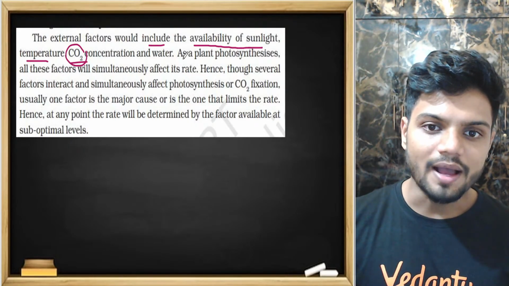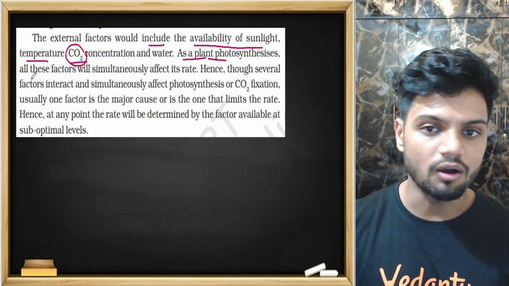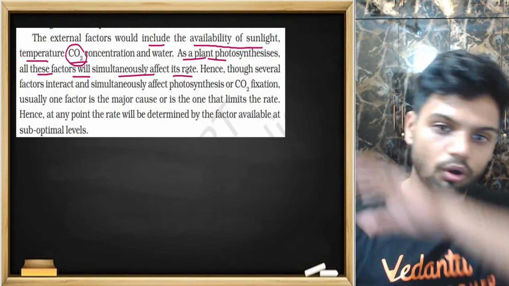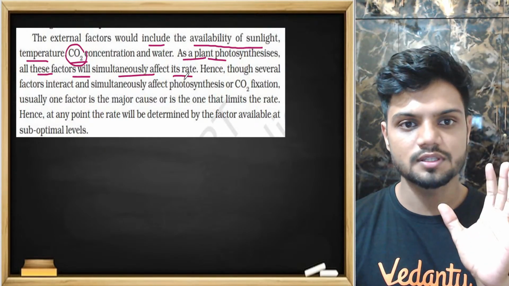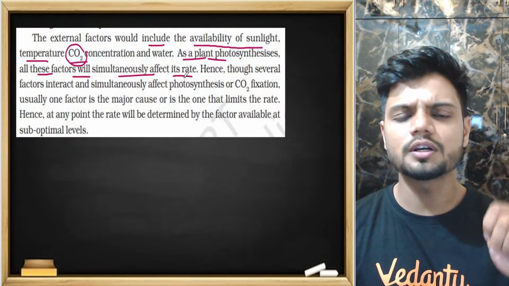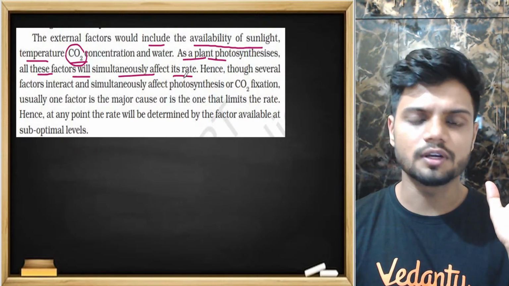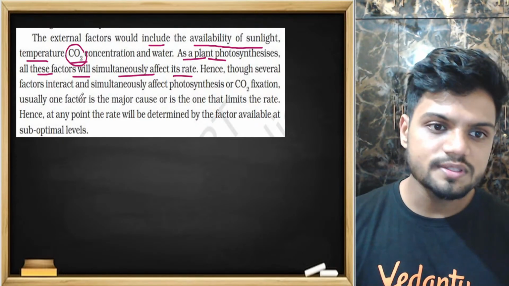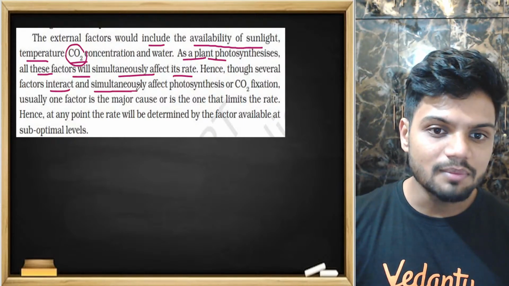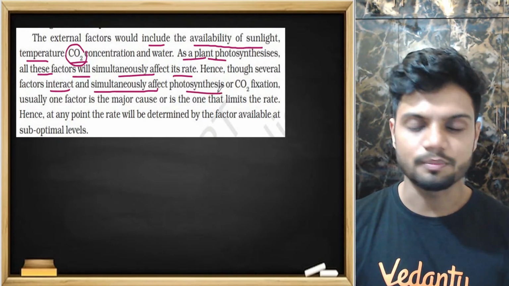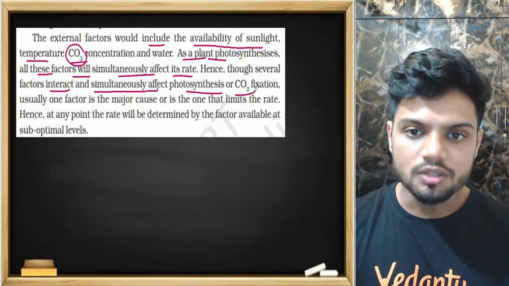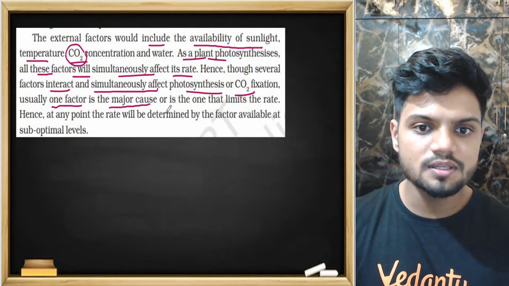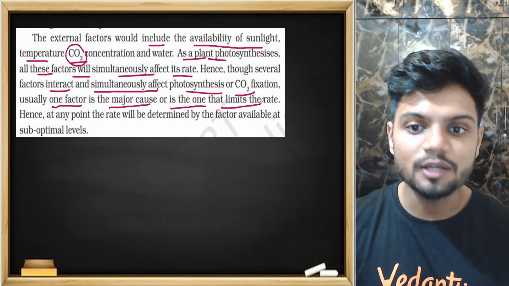Clear? So as the plant photosynthesizes, all these factors will simultaneously affect the rate. Sunlight, temperature, CO2 concentration, water, all of this will work on the plants, determining the rate of photosynthesis. Hence, those several factors interact and simultaneously affect photosynthesis. Many factors are affecting photosynthesis or CO2 fixation. Usually, one factor is the major cause that limits the rate of reaction.